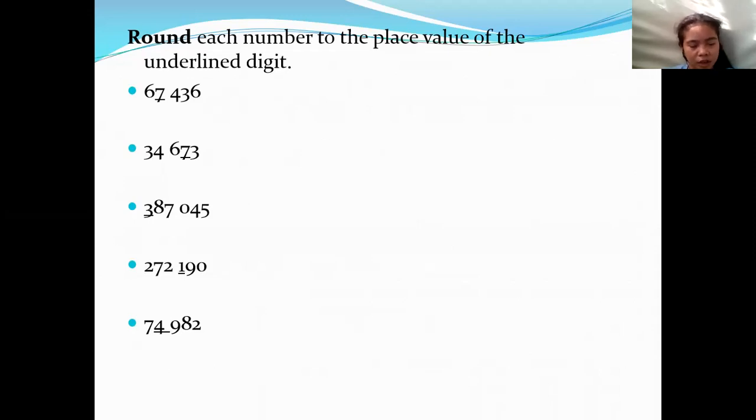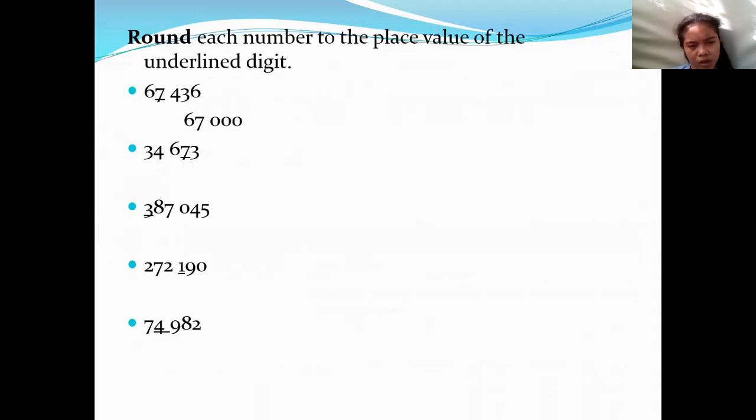Again, the rules in rounding. If the next number to the right is 5, 6, 7, 8, 9, we are going to add 1. If the next number to the right is 4, 3, 2, 1, 0, retain the number. Okay, so number 1, we have 67,000. Why? Because next to 7 is 4, right? Okay, next.